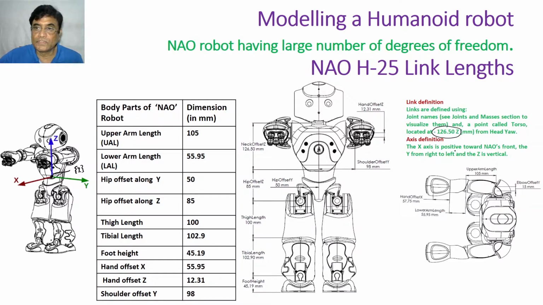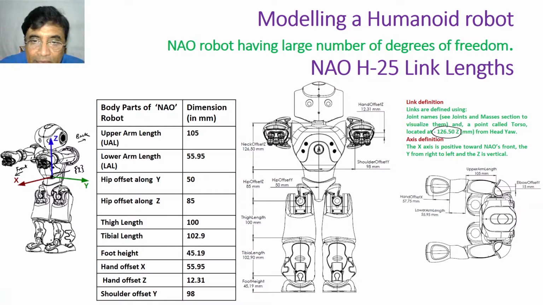Now the x-axis, as I told you, is positive towards the NAO's front. So this is the front direction of the NAO, this is back, and y is from right to left, and z is vertical. So it is an x y z orthogonal coordinate frame. This is the way it has been oriented, and its origin is at the torso. And the torso's address is this.